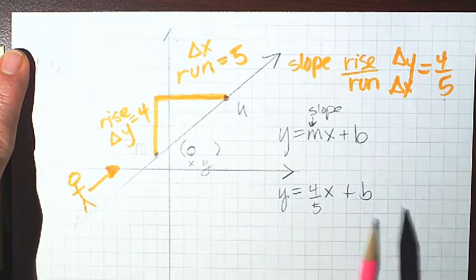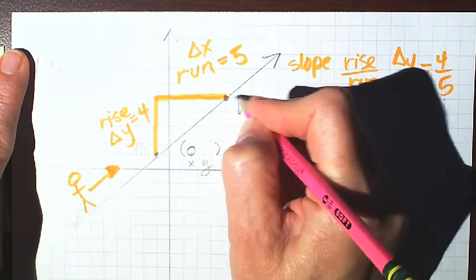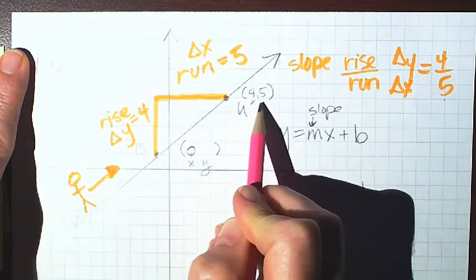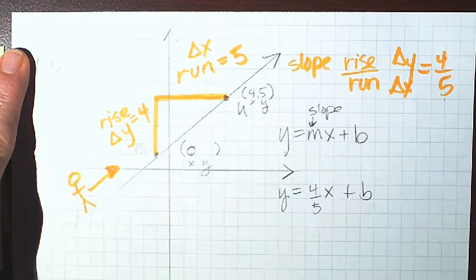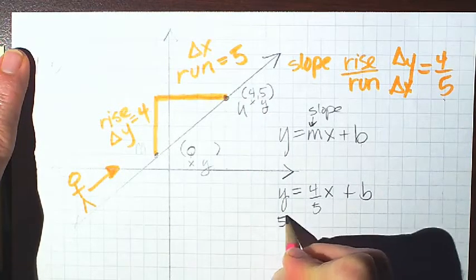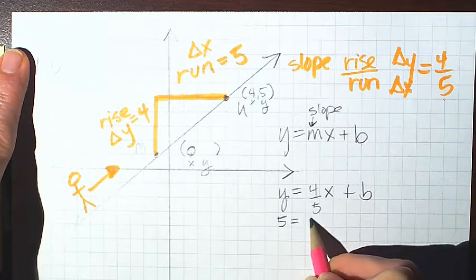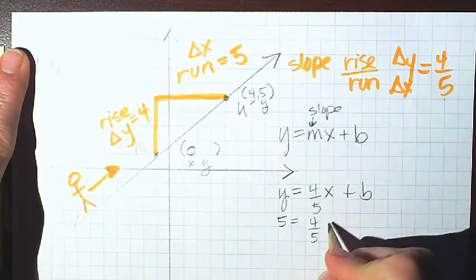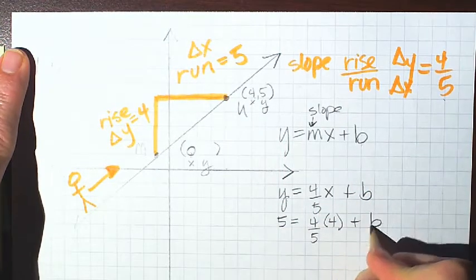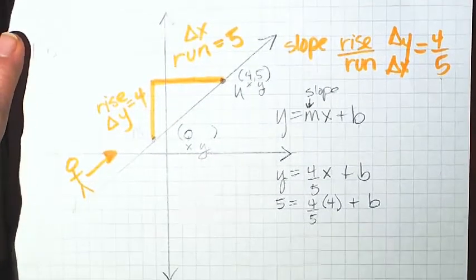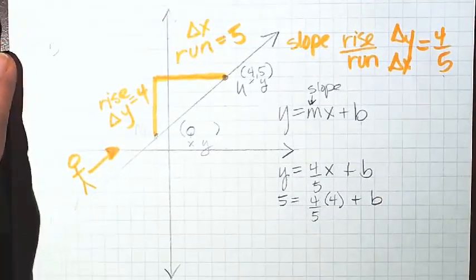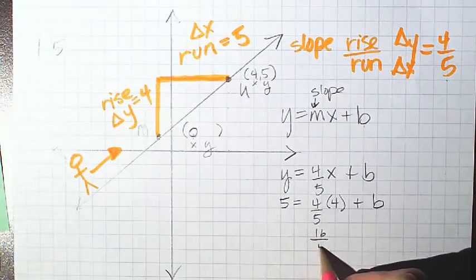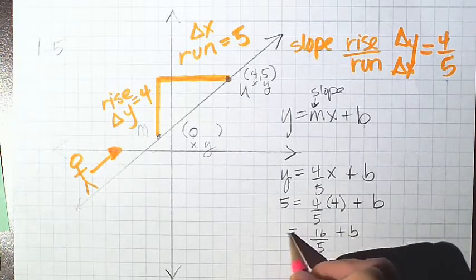So I'm going to take one of these points, maybe since these are both positive, (4, 5), and plug in 4 for x and 5 for y. So I'm going to put a 5 where y is. I'm going to bring down 4/5. I'm going to put a 4 where x is, plus b, and now I have an equation with one unknown. That means there's one solution. Okay, so that's going to give me 16/5 plus b equals 5.